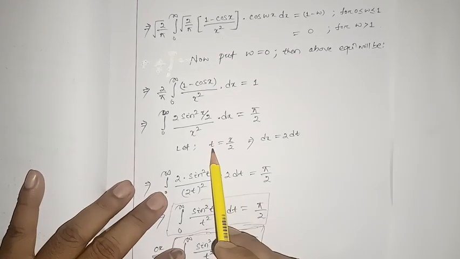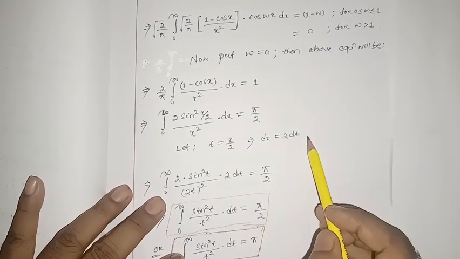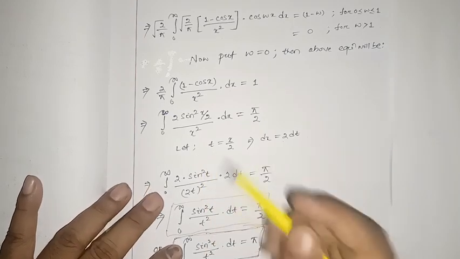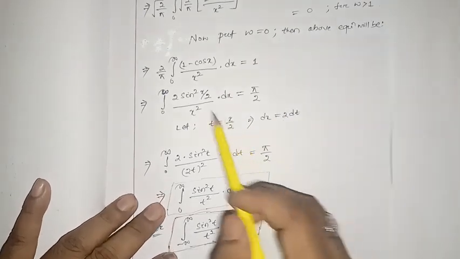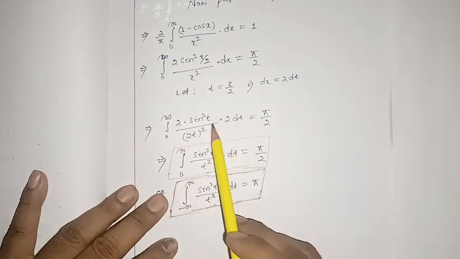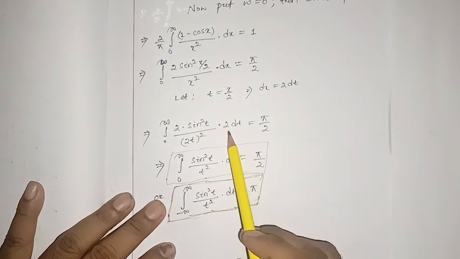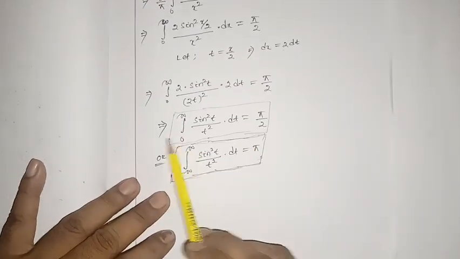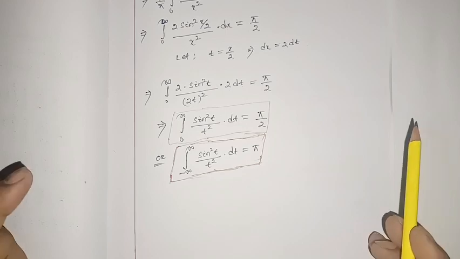Now let's consider t equal to x by 2, dx equal to 2 dt. Here the limit is not going to change: x equal to 0, t also will be 0; x equal to infinity, t also will be infinity. Now we are going to substitute over here. So 0 to infinity, 2 sin square, instead of x by 2 it will be t, here x square will be 2t square, here dx will be 2 dt, equal to pi by 2, and we found the integral from 0 to infinity of sin square t by t square dt will be pi by 2.